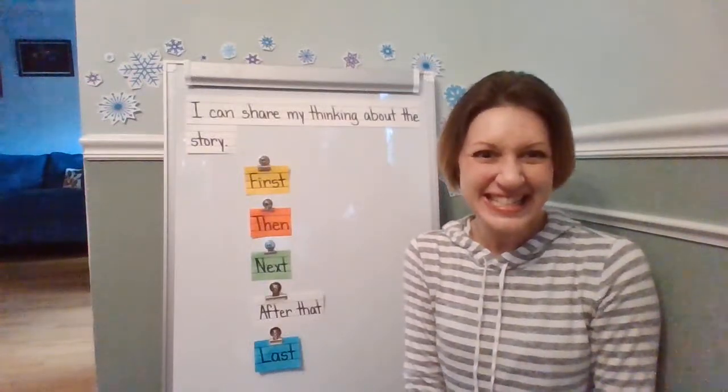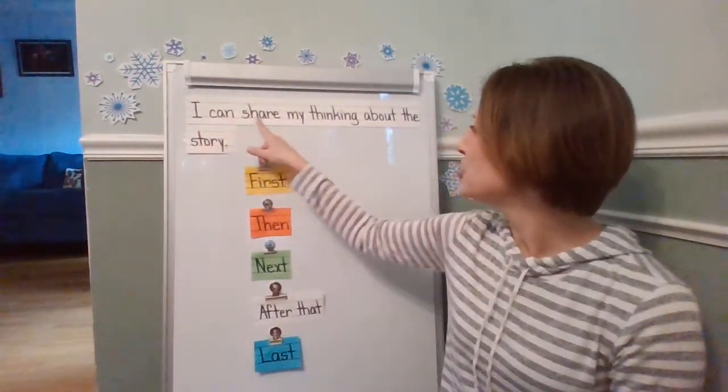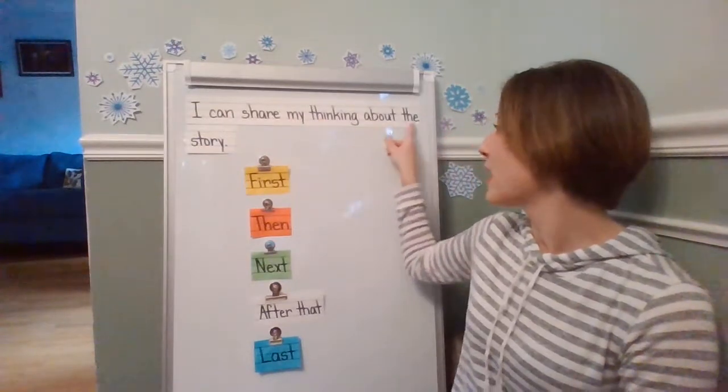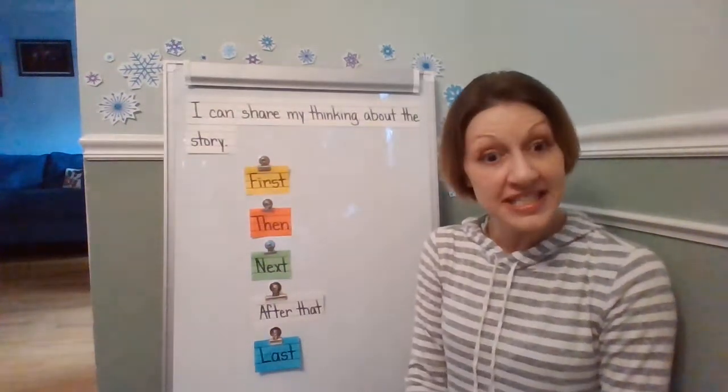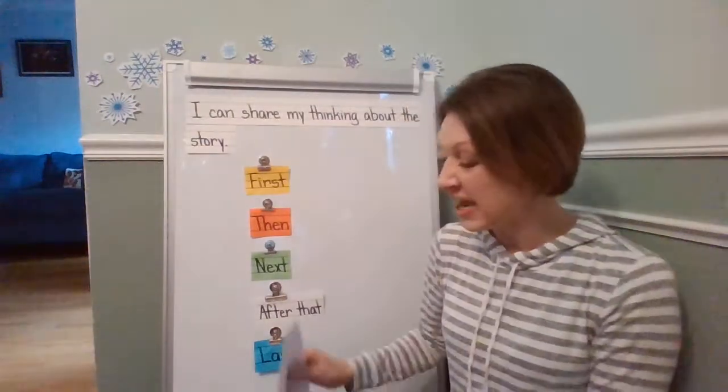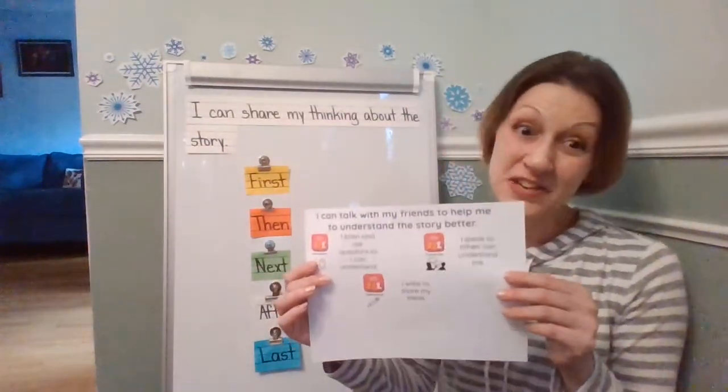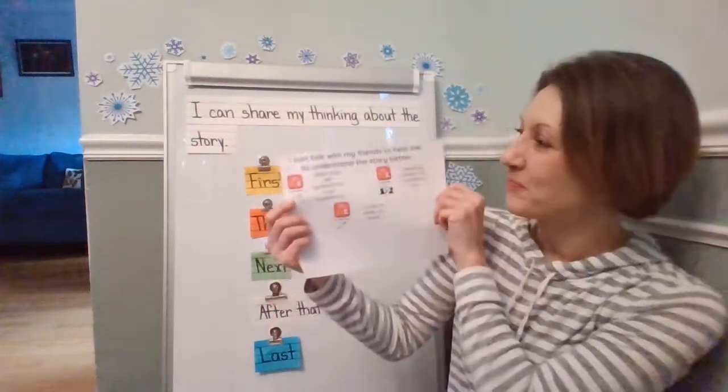Let's look at our I can statement. I can share my thinking about this story. Today, we're going to be a communicator. Here are the different ways we're going to be communicating.